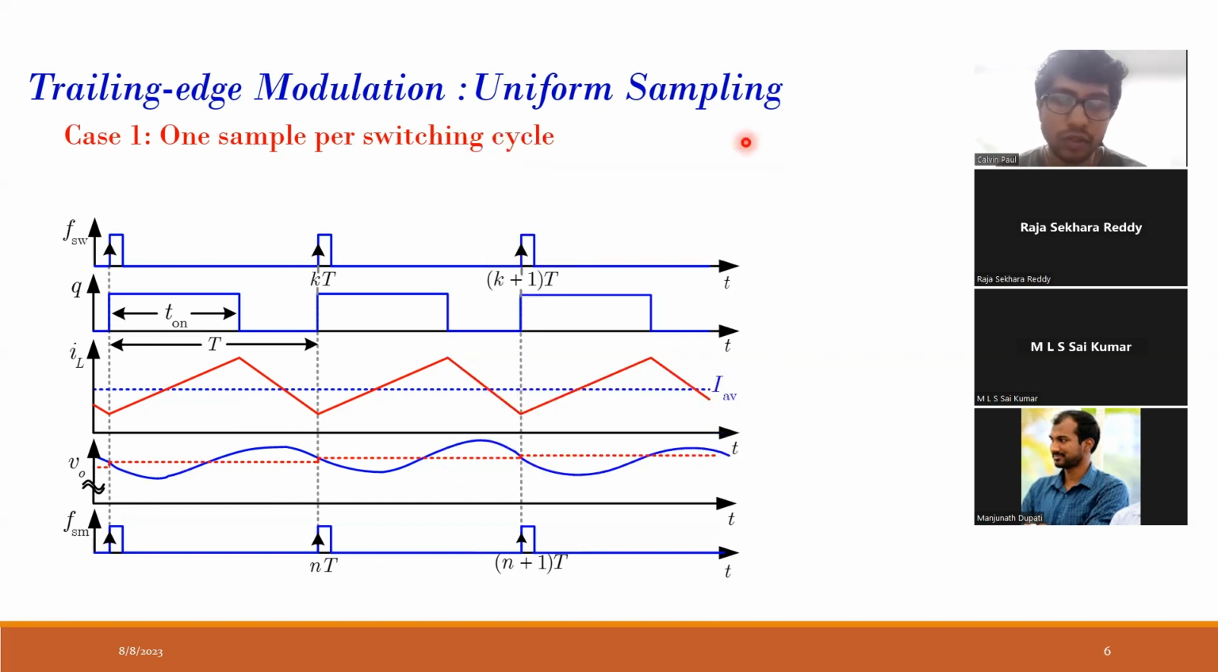How is it trailing edge? This trailing edge modulation is independent of the sampling. The modulation technique is the trailing edge modulation. Sampling is the sample we are taking, but it is a trailing edge modulation. Why it is trailing edge modulation is because of the control. In the actual control, there will be, let me go to the pen.